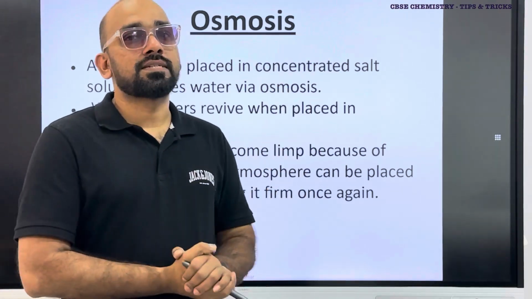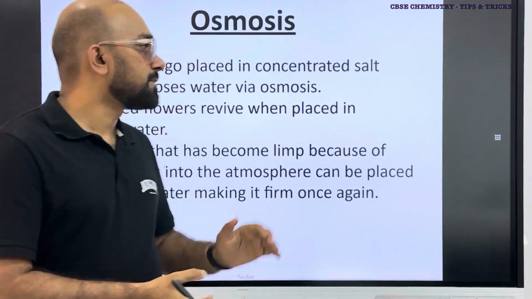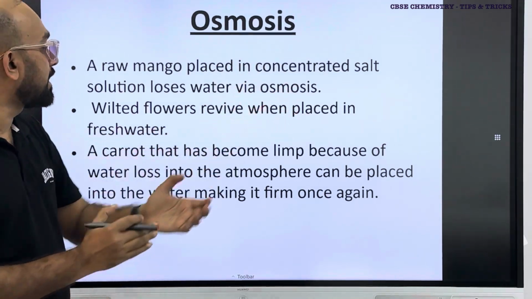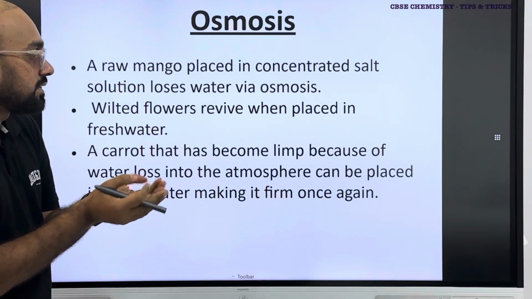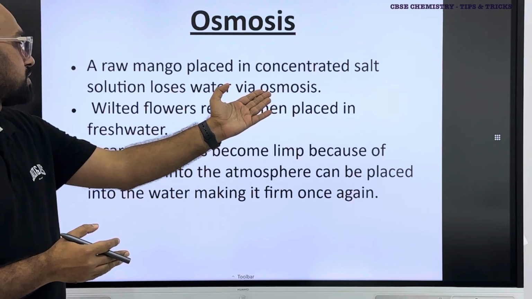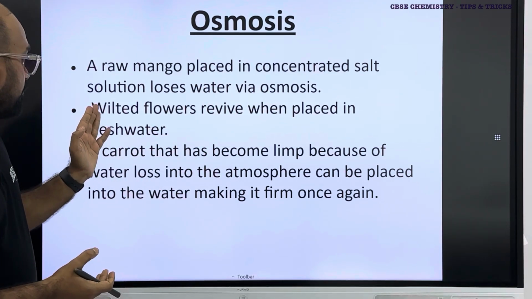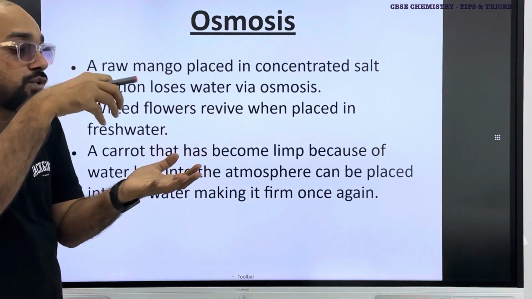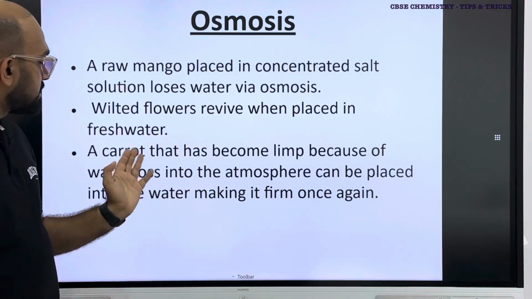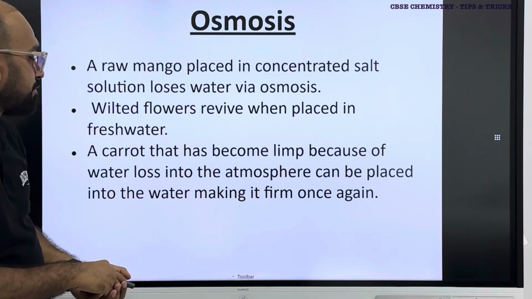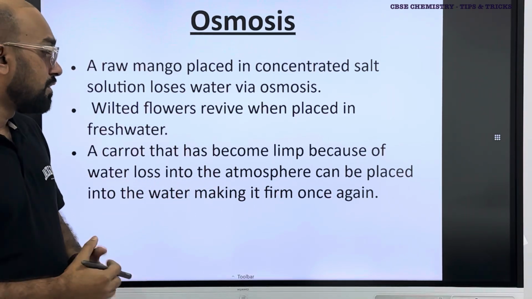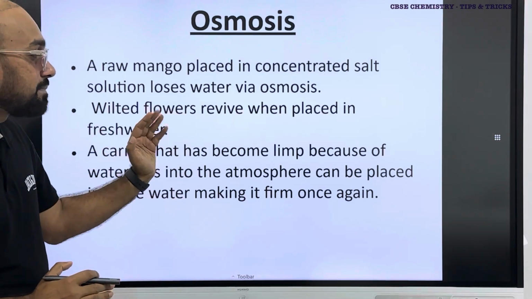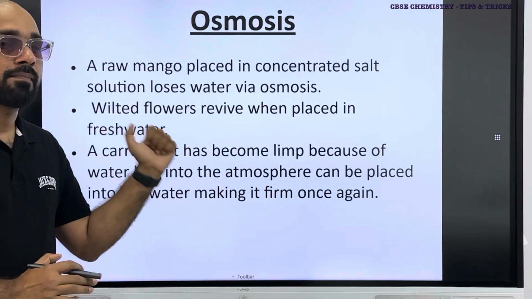These are the examples for osmosis mentioned in your textbook. A raw mango, if you place it in concentrated salt, what will happen? It loses its water and will shrink due to osmosis. Next, wilted flowers revive back when you keep them in fresh water. Same for carrot also. When you keep it in fresh water, it becomes firm again. Hope you understand. These are the examples for osmosis mentioned in your textbook.